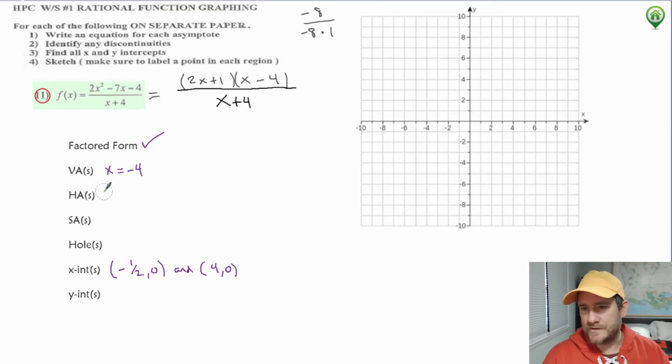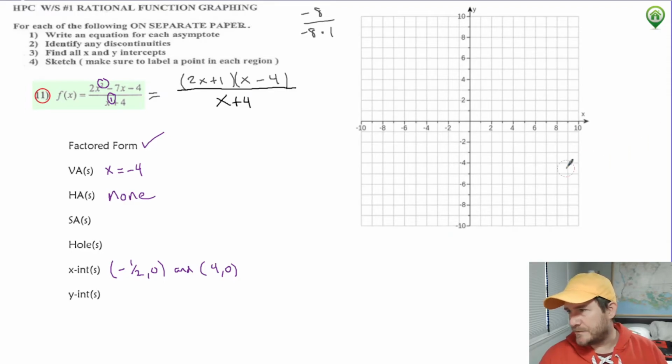So that's it for zeros. For horizontal asymptotes, I'm not going to have one because we're back to a degree that's greater than the degree of the denominator. So I'm expecting a slant asymptote. And to find its equation, I've got to do polynomial long division. So we're back to that.